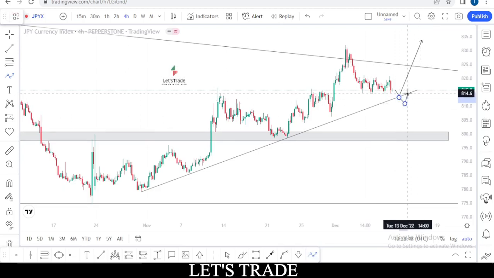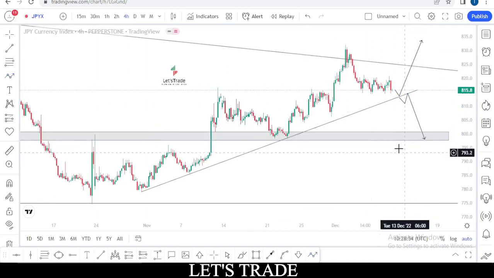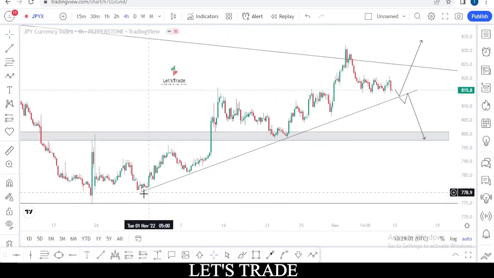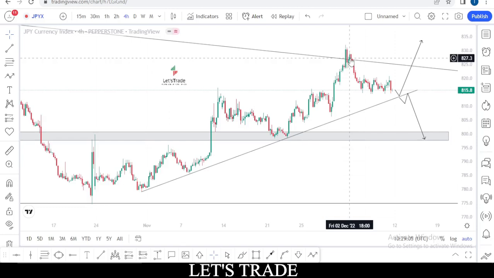But if we take out this trend line, then I'll be expecting price to keep falling into this support level here. So this is a support level you might want to watch out for. All right, but overall JPY is still in a bullish trend between this zone and this zone. All right, on the lower time frame, of course.